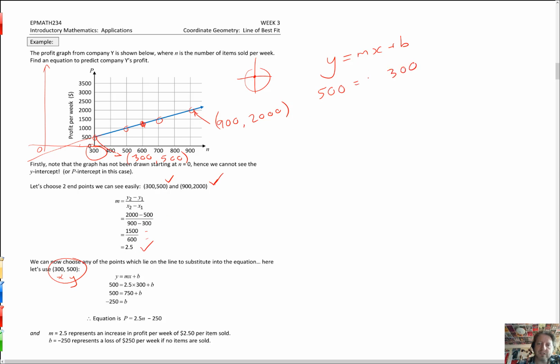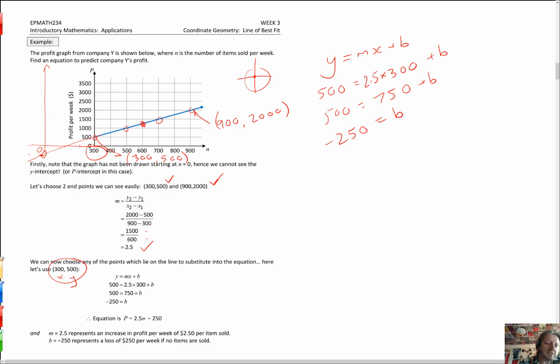The m we just said was 2.5. And the b is, I don't know. I think it's down here somewhere. Okay, 500 equals 2.5 times 300. That's 2 times 300, 600, plus half of the 300 is 150, so that's 750 plus b. In order to get that b by itself, I better take 750 off both sides, gives me minus 250 equals b.